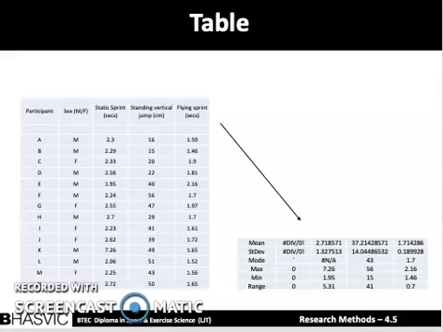The data displayed shows the sex, size, side, static sprint, standing vertical jump, and flying sprint data, together with the mean, standard deviation, mode, maximal value, minimal value, and range.